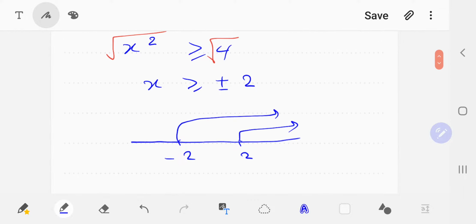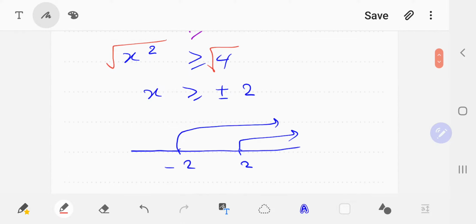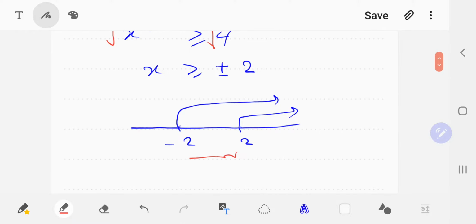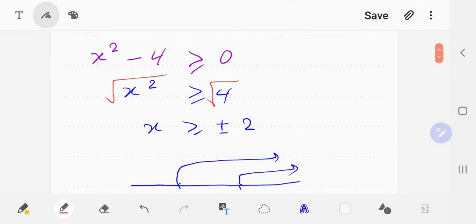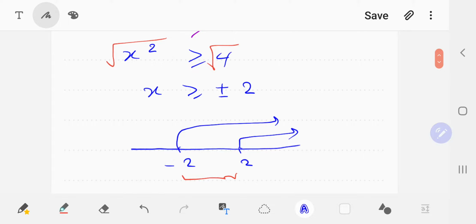Well, is this correct? Let's check. What about the numbers between negative 2 and 2? Let's say 0, which is the easiest one. If you say 0, then 0 squared minus 4 is negative 4, and negative 4 for sure is not greater than 0.